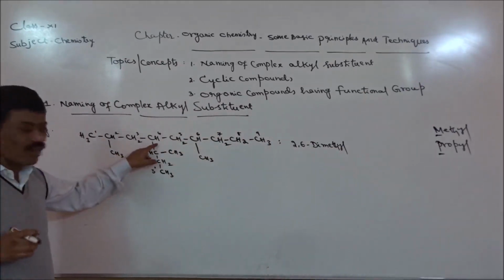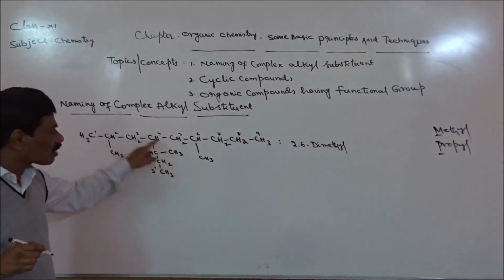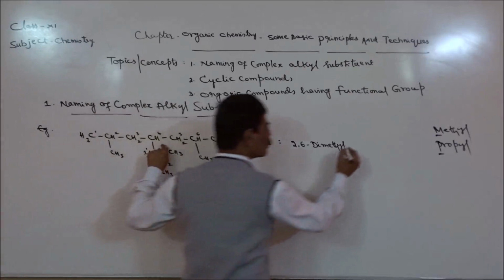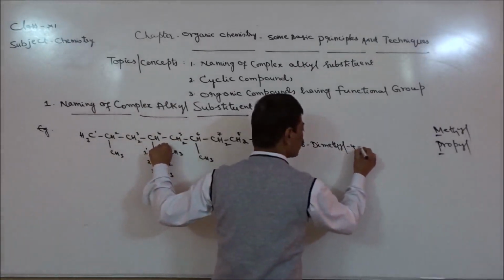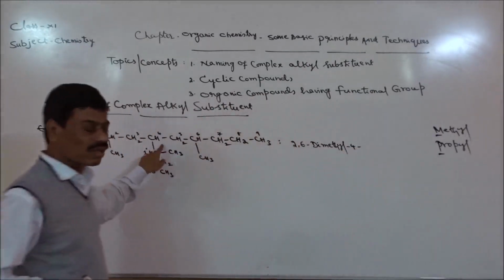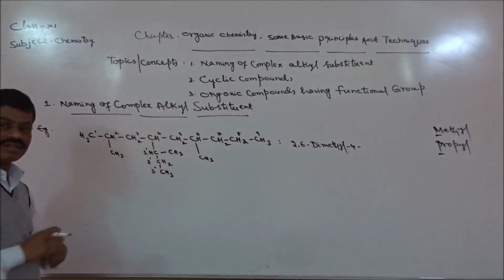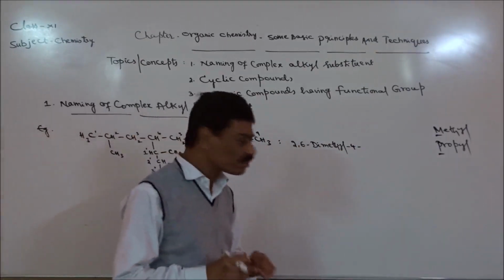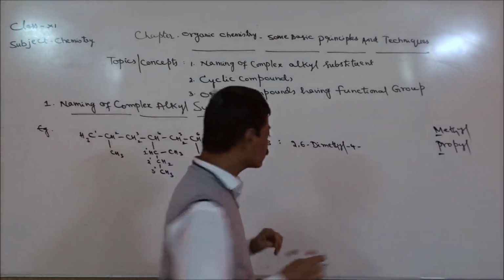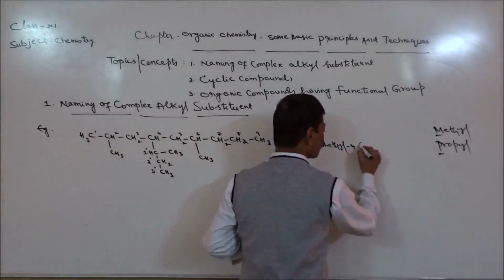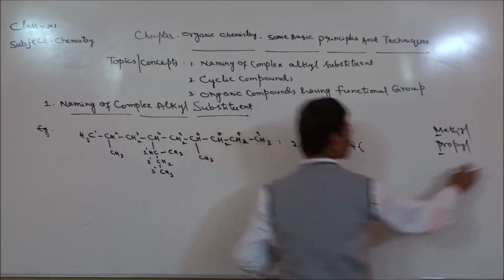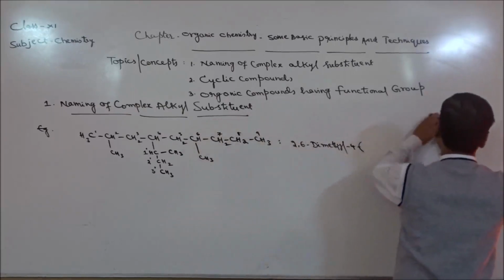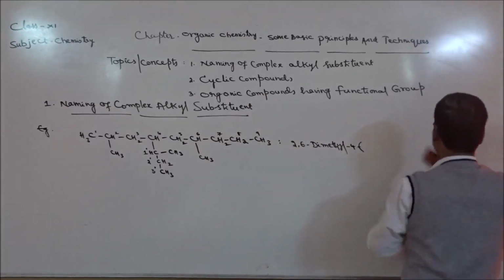Now, to the fourth carbon atom, this complex alkyl group is connected. So I will write 4. Whenever a complex alkyl group is connected, its name should be written in round parentheses. Parenthesis means bracket. So after 4, I am putting round parentheses. Now, what should be written in the round parentheses? Let us see.